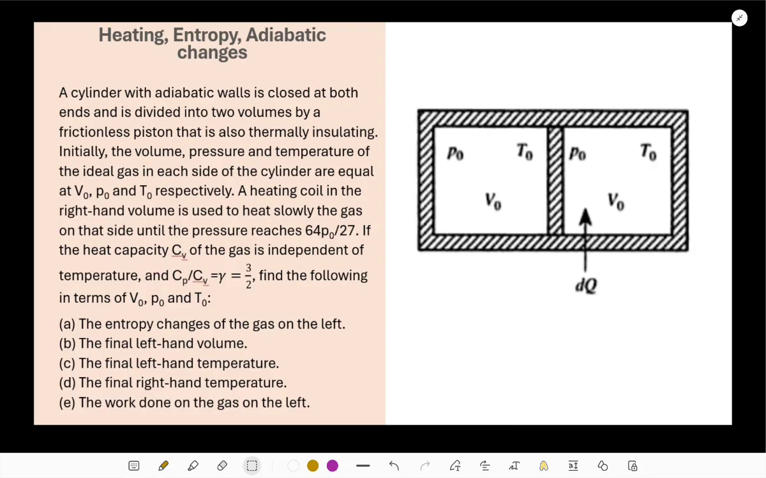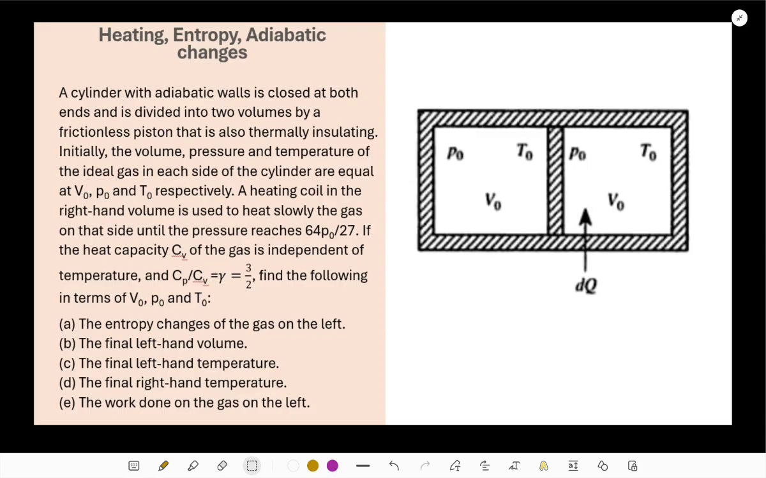Now we will take up a simple and classic problem. The problem is a cylinder with adiabatic walls is closed at both ends. That means no exchange of heat from the surrounding, and is divided into two volumes by a frictionless piston. Friction is also absent. The volume, pressure and temperature of the ideal gas in each side of the cylinder are equal to V0, P0 and T0 respectively.